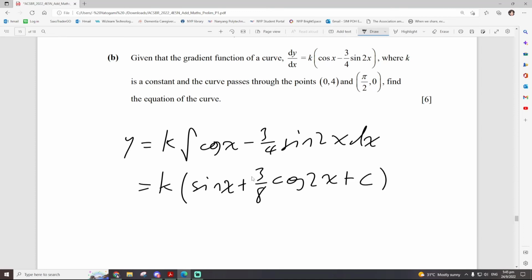Okay. When x equals 0, y equals, so this is 0, so this is 3 over 8. This is k times 0, plus 3 over 8 plus c.